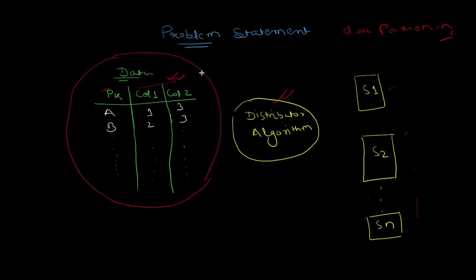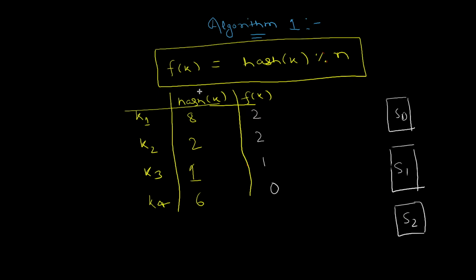Now, the first algorithm we have proposed is a function which takes the hash of the primary key and then takes the modulo with n, where n is the number of servers. In this case, for example, n equals 3. Let's say we have keys k1, k2, k3, k4 and their hashes are 8, 2, 1, 6. Then f(k) is the hash modulo n. So 8 modulo 3 is 2, 2 modulo 3 is 2, 1 modulo 3 is 1, 6 modulo 3 is 0. This means S2 will hold keys k1 and k2, S1 will hold k3, and S0 will hold k4.